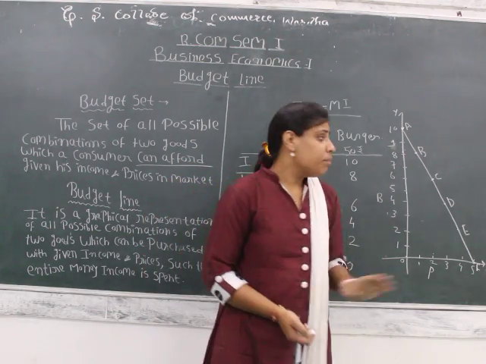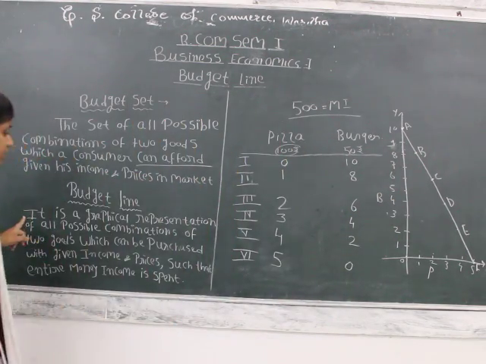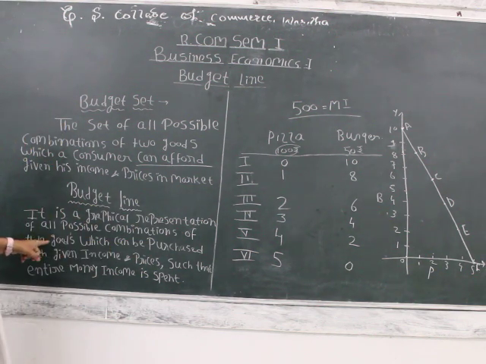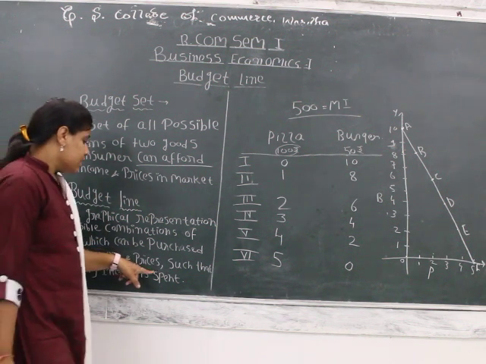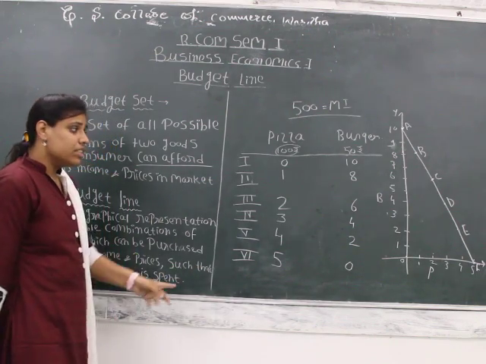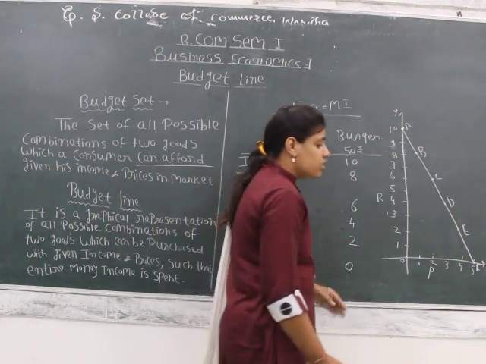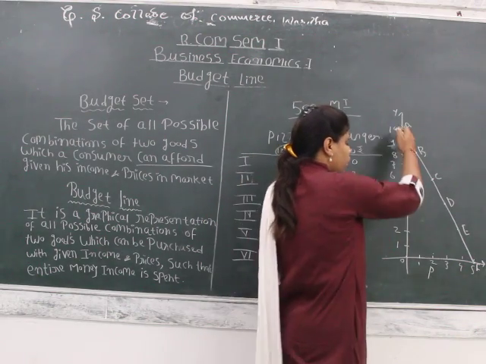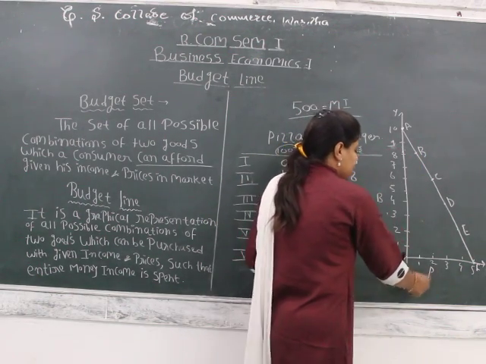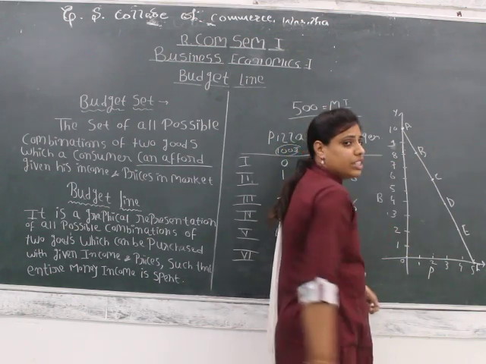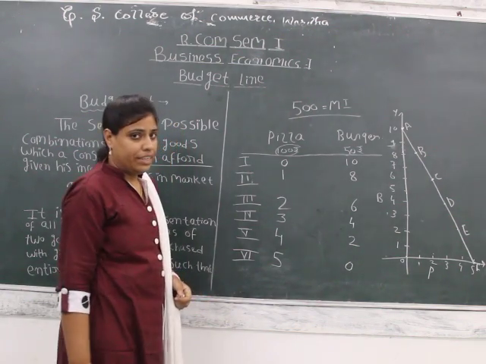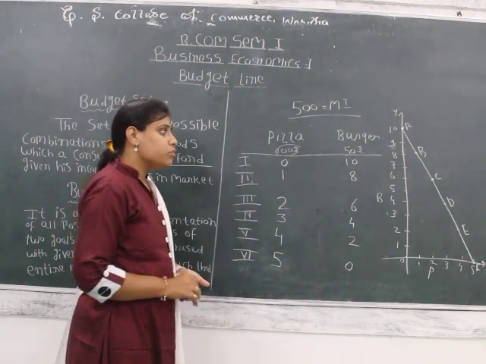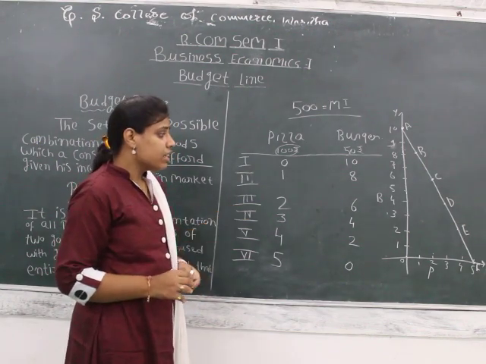So what is basically the budget line? It is a graphical representation of all possible combinations of two goods which can be purchased with a given income and prices such that the entire money income is spent. So it means when the consumer buys any of the combinations of two goods, that is pizza and burger, lying on this budget line, his entire money income of 500 will be spent. Okay, so I hope the concept of budget line is clear to you.